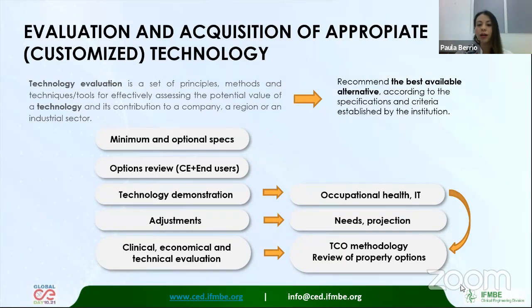So we do economical and technical adjustments based on the needs and projections of our institutions. It led us to diminish cost in our evaluation. We are continuing to use the TCO methodology, but after that, we review many property options, for example, purchase, rental, or different kinds of property options. So we can include all of the costs and choose the best alternative available for us. Next slide.